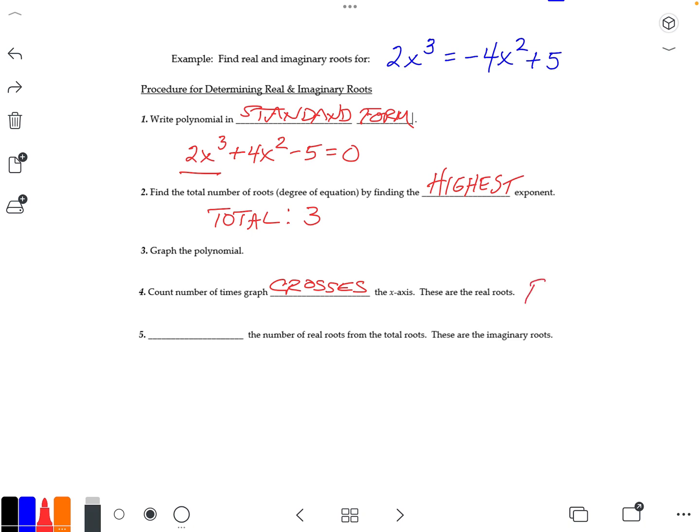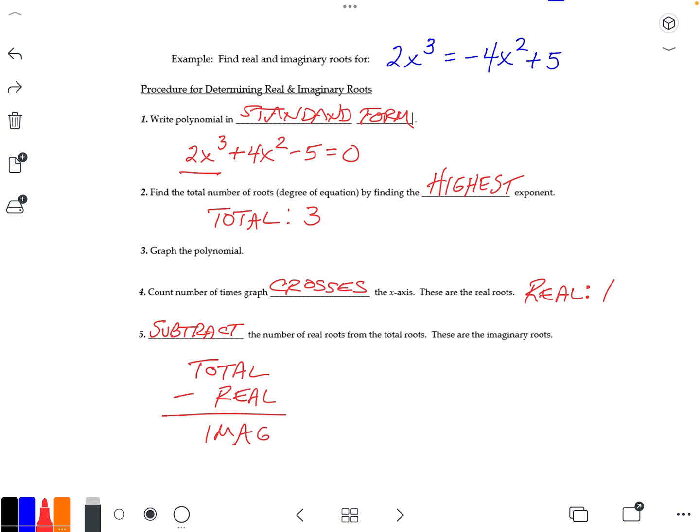All right, so for real roots, that's 1. Okay, so again, total comes from the highest exponent. The number of real roots comes from how many times it crosses the x-axis. Now, the imaginary roots I get when I subtract the number of real roots from the total roots. Okay, so you can think about it this way. I'm going to take the total, subtract from it the number of real roots, and that's going to give me the number of imaginary roots.